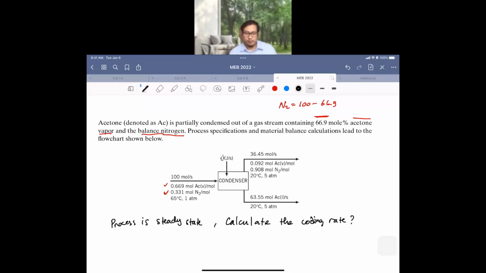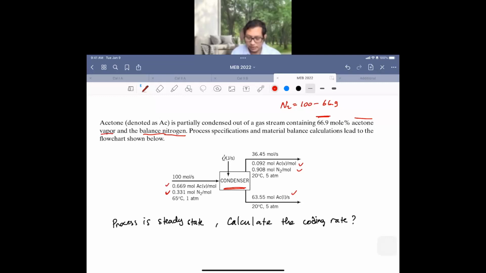Okay, the chart is already given. We have a condenser here in the middle. Partially condensed means that we would have two streams for the acetone. And the other part still has the balance with the nitrogen, and they are in the same state.